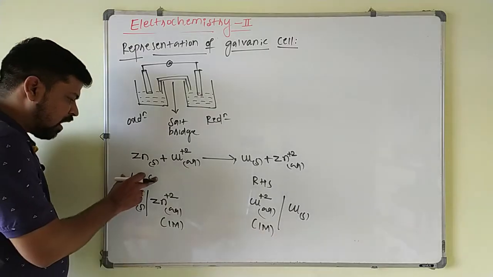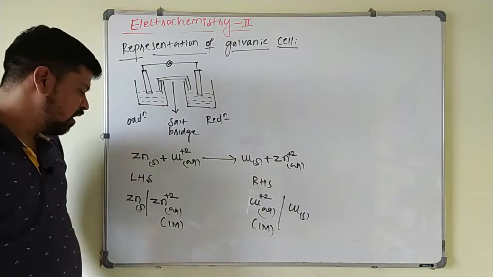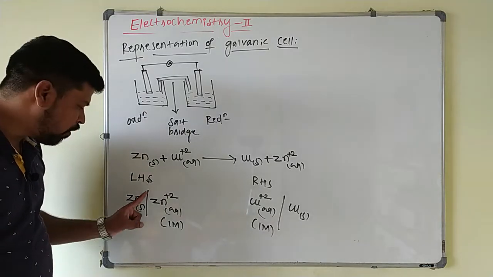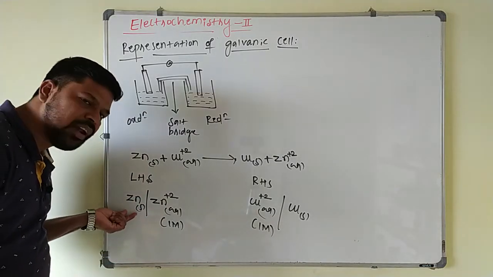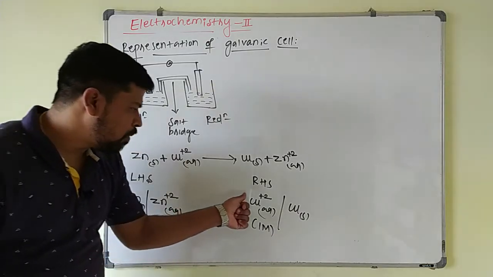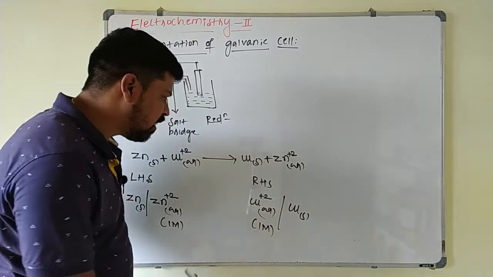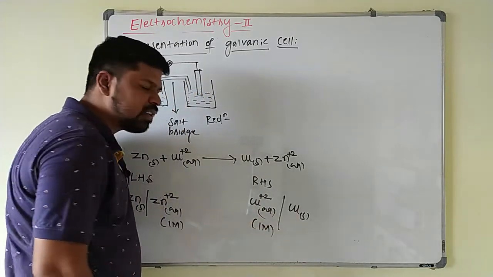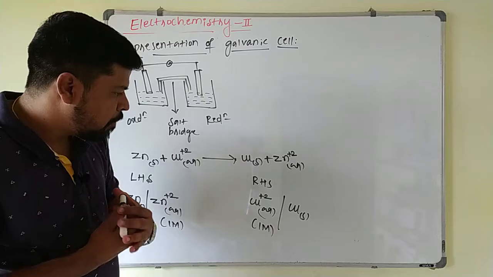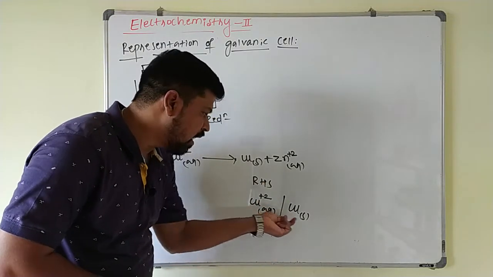Don't get confused: at the left hand side, the oxidation half cell; at the right hand side, the reduction half cell. The oxidation half cell is represented by putting a vertical line between the electrode and electrolytic solution. Aqueous form will come later here. Here copper +2 is converted into copper, so it is undergoing reduction. The reduction half cell is indicated by putting a vertical line between the aqueous solution, that is the electrolytic solution, and the electrode.